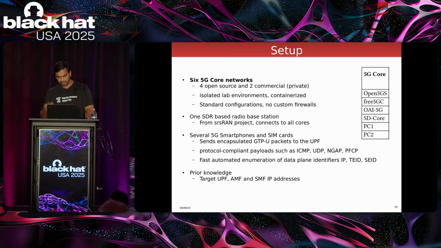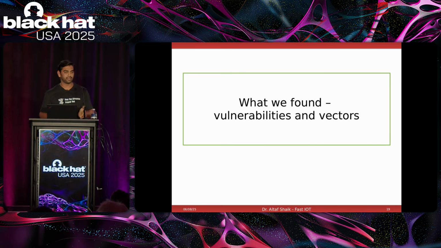In this, we also used a few SDRs, a few 5G smartphones, SIM cards, and a few tools that help us create these encapsulated payloads, or encapsulated packets, and then have some custom payloads for them. Some prior knowledge that we should have is the IP addresses of these internal core network elements, which could either be obtained via enumeration, or maybe Nmap could help us in that case. So what we found.